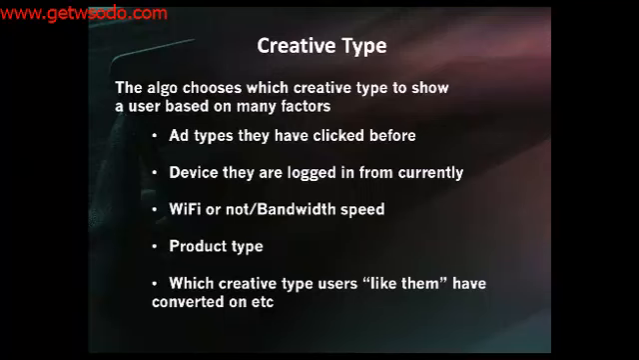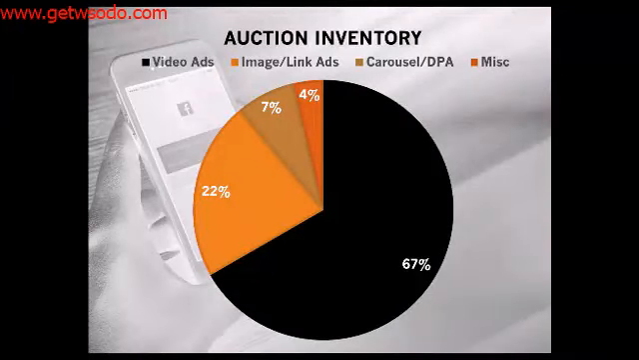Also same thing, which creative type users like them converted on. So if people like your customers converted on a lot of desktop or a certain video, they're going to show them more videos and so on. This is super important. I want to preface, this is not officially from Facebook or anything, okay? This is just my best guess as to where the inventory is on Facebook and how much of it there is.